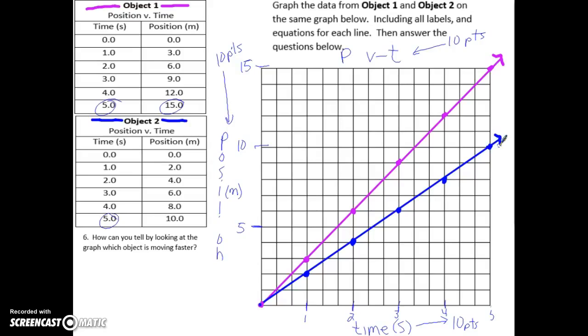Okay, let's make sure we have everything here. The lines are worth 10 points each. And the equations, make sure you have the equations on there. They're also worth 10 points each. And we're going to go ahead and do that in just a moment on the next page. It's missing here. I just noticed this.